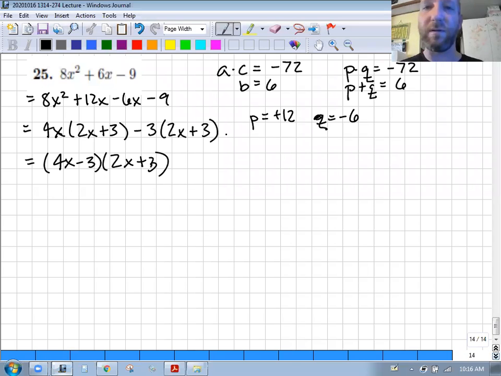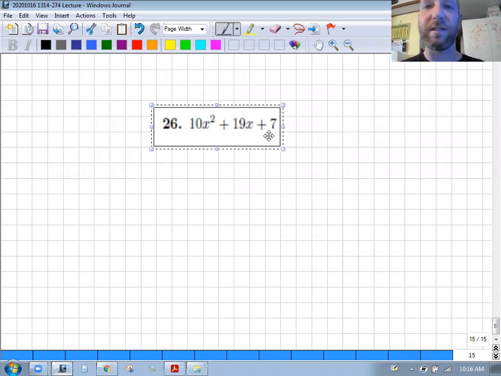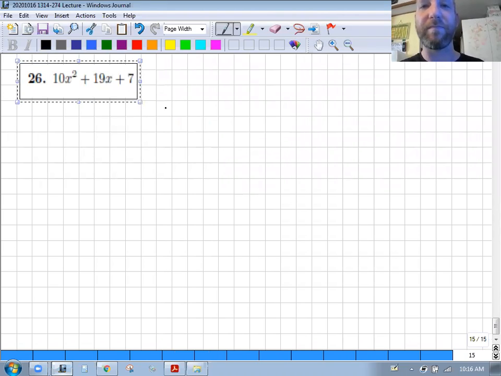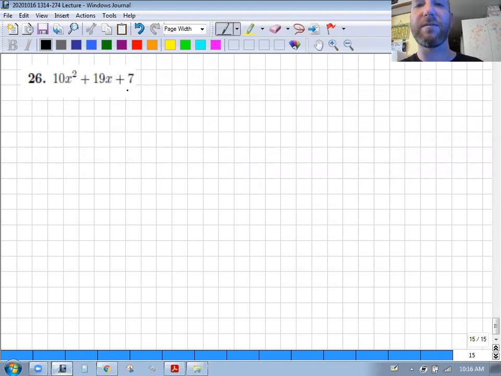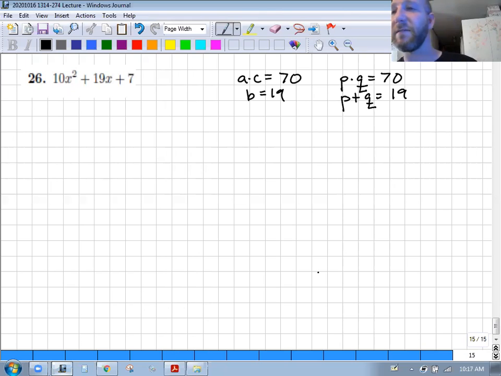So get 26 here. All right, let's try the same trick. We can't factor anything out of here, straight up. We got to try this method again. A times C is 70. So we want two numbers that multiply to give us 70. Our B is 19. So we want our two numbers to add to give us a 19. So let's see, 10 and 7, right? No, they would add to give us 17.